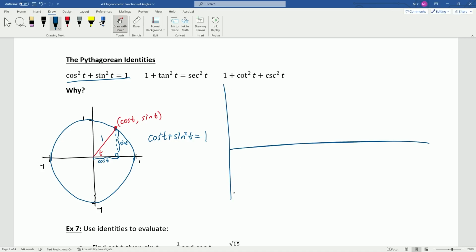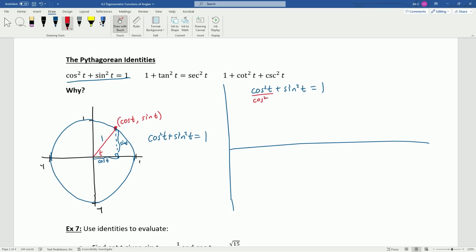So that's pretty straightforward. Where do these other two Pythagorean identities come from? Well, they come from just doing a straightforward manipulation of the first identity. Cosine squared of t plus sine squared of t. What if I wanted to write this as a 1 for my first term? Well, what could I do?